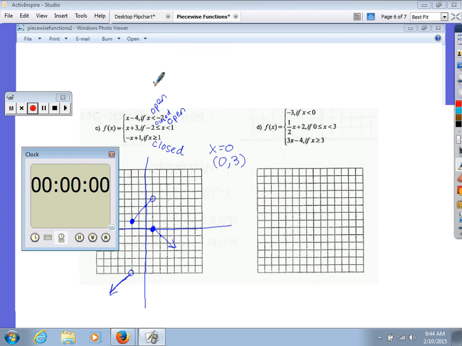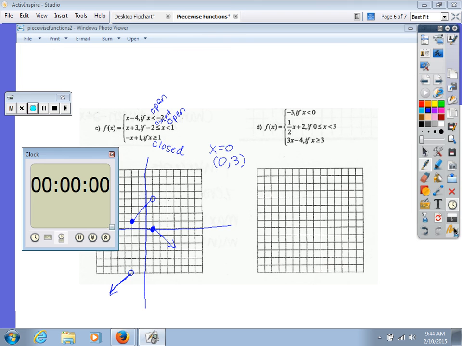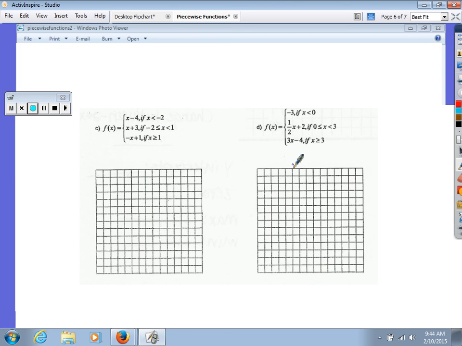All right, come to a stopping point. I'm going to go over this again. Since some people are still struggling, we're going to go over this one together, and I'm going to give you one more. All right?